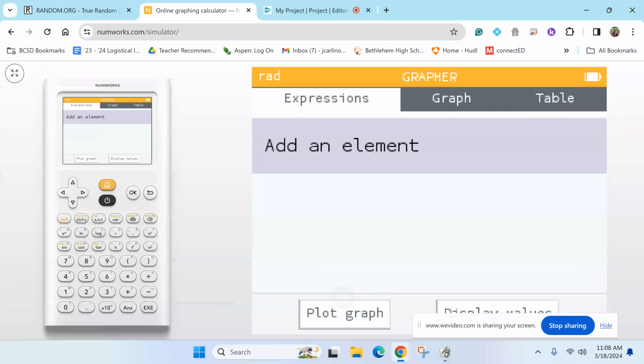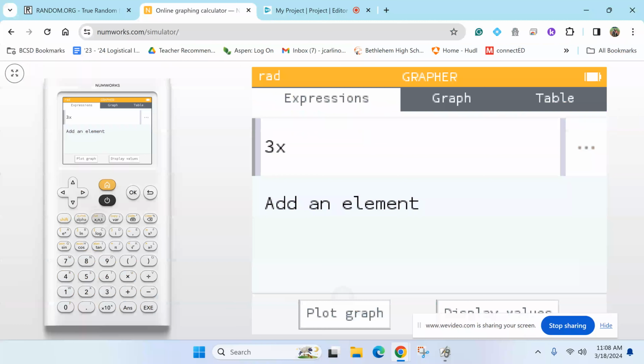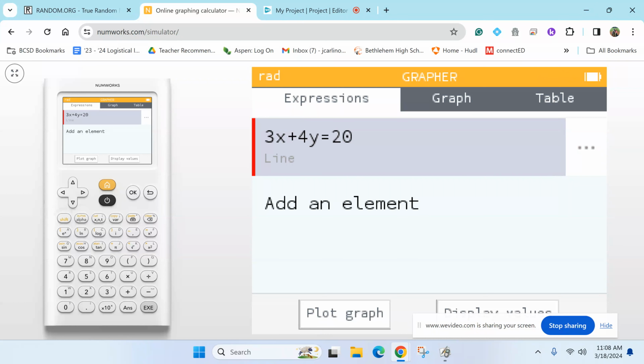3x plus 4y equals 20, so 3x. And what's nice about this calculator is, as you guys know, you don't have to put it in y equals form. You can just type it in as is. Equals 20. So you could go to table and graph the points on the table. Or, I don't know if anybody knows this, you hit enter. And everyone see three dots over to the right? See those three dots? You go over to the three dots, enter.